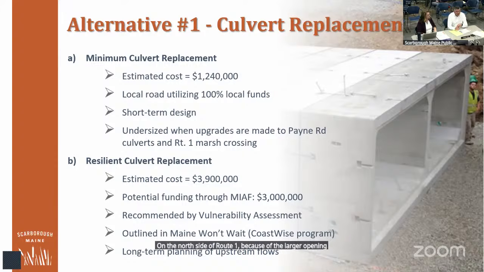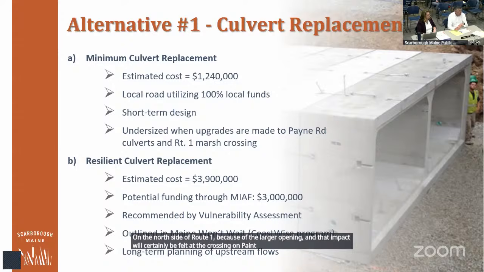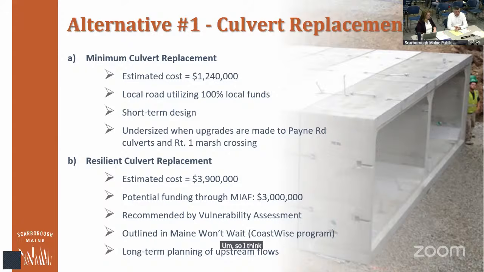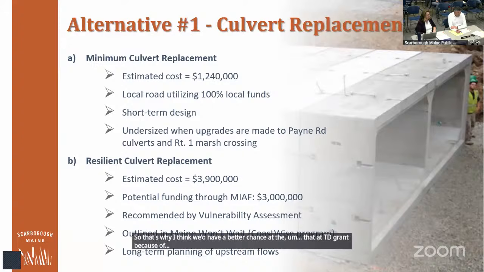And that impact will certainly be felt at the crossing on Payne Road. It's just below Flaherty's, not at Flaherty's. So I think that's been part of the conversation right along, for sure. That's why I think we'd have a better chance at the adaptation grant, because DOT is part of that conversation and knows the bigger picture of what's happening in the surrounding area.